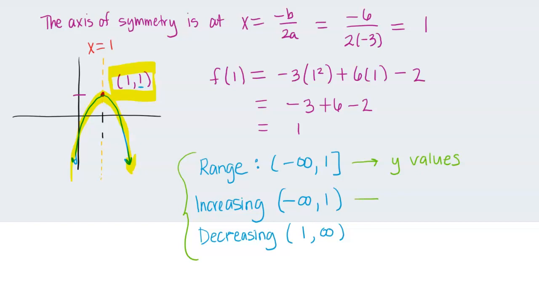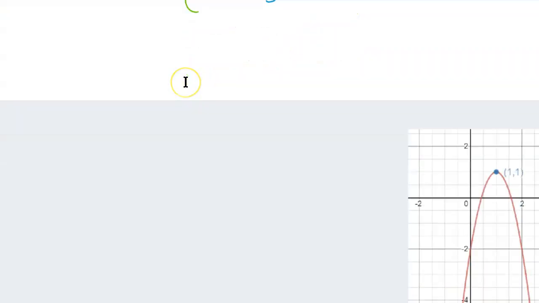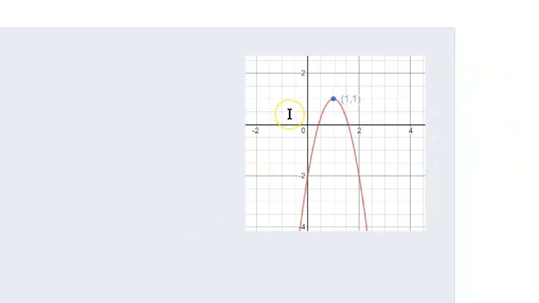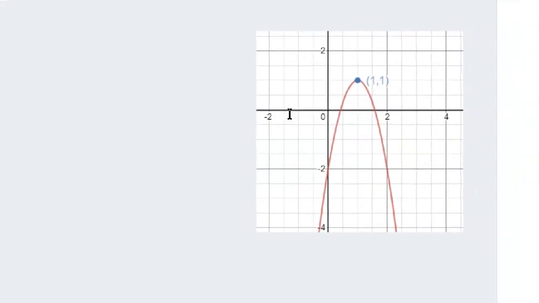And these are both related to x values. Because the increasing and decreasing has to do with where we are on the x-axis when we are in these two spaces of what's happening with the graph. Here's a picture of the graph over here. And we can see this kind of matches up with what we were just seeing.